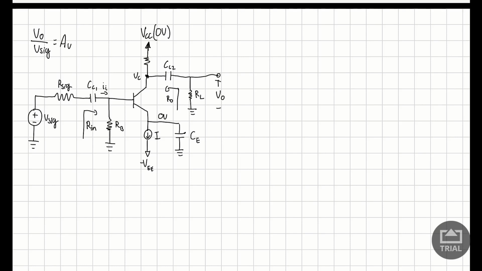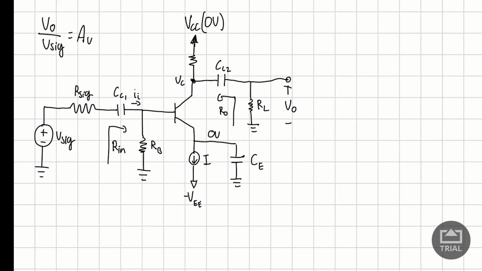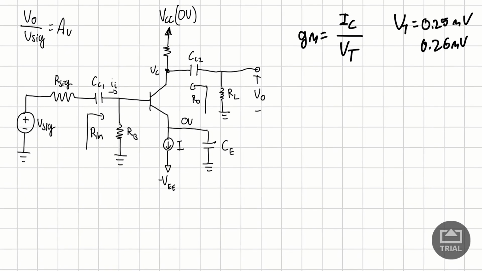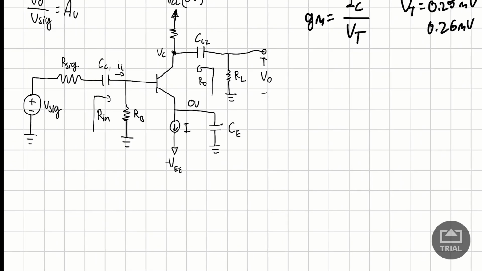Okay, so we're gonna be finding the gain of this circuit. Right now I'm just using variables for everything. I'm just gonna be showing the step-by-step process of how we're gonna be finding gain, and this is assuming we have all of our DC analysis currents available to us, especially IC, since we'll be using IC to find our gm, because gm is equal to IC over VT, and VT is a constant, which would be equal to 0.25 or 0.26 millivolts.